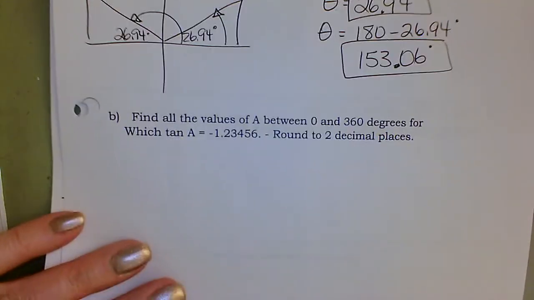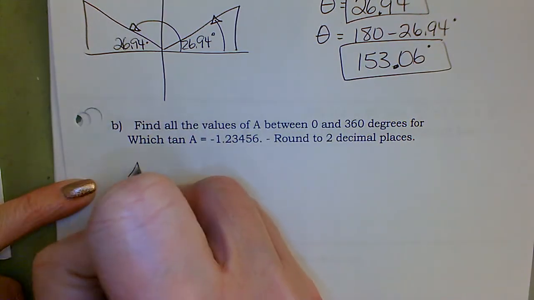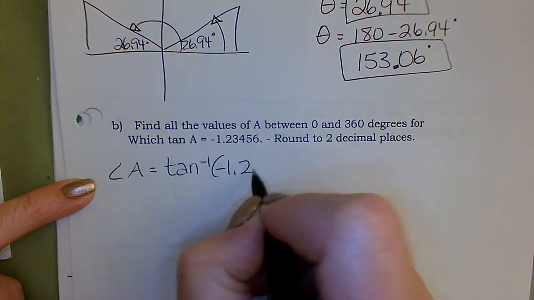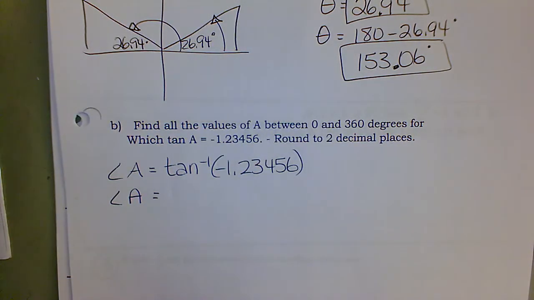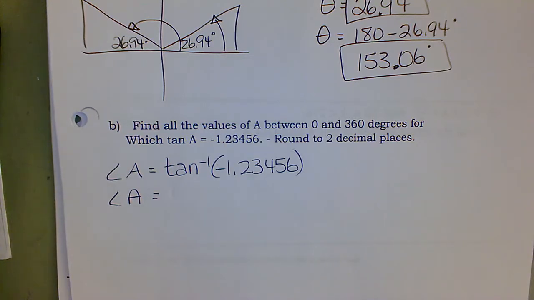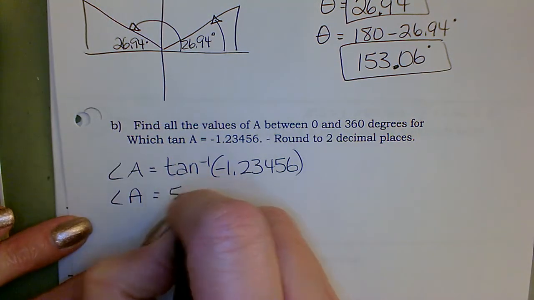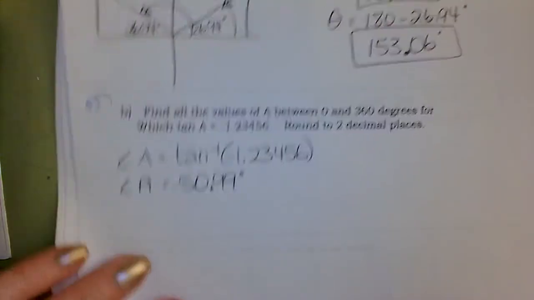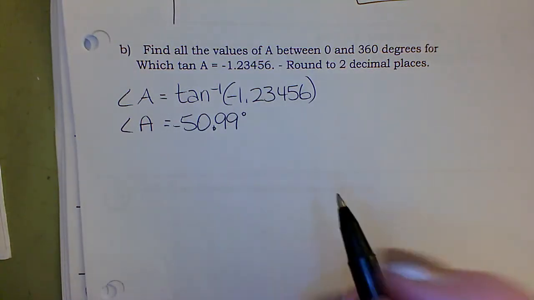So again, find the value of A, so it could be theta, and they again give us tan is equal to this. So again, I'm going to find your angle first. Angle A is going to be equal to tan to the -1 of -1.23456. Angle A is equal to second function tan -1.23456. And I get a 50.99, and it's negative. Now the negative really doesn't mean anything, right? It just happens to be negative because of that. If you had dropped your negative there, then it would become positive.